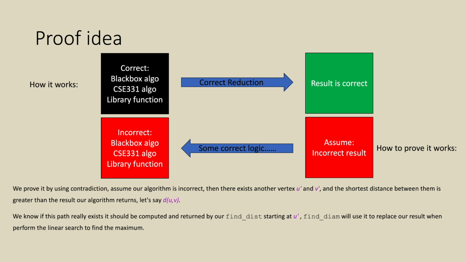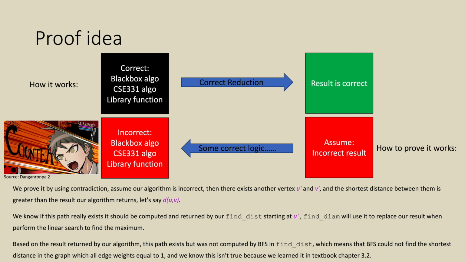If this path exists, it should be computed and returned by our find dist starting at u prime, and replace our result in function find diameter. Based on the result returned by our algorithm, this path exists but was not computed by BFS, which means that BFS could not find the shortest distance. And we know this isn't true because we learned it in the textbook chapter 3.2. The beauty of contradiction is that when we dig into the logic, at some point we will say that our black box algorithm or any correct thing is not correct.